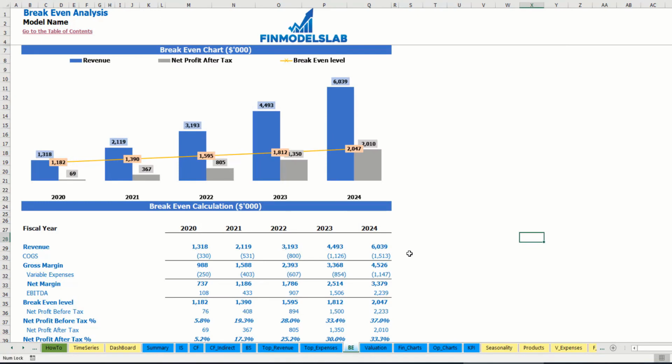On the break-even tab you may find the calculation of the revenue break-even level and the break-even chart. For this particular use case, you may find that your revenue break-even level is less than the actual revenue calculation. This means that the company is profitable.